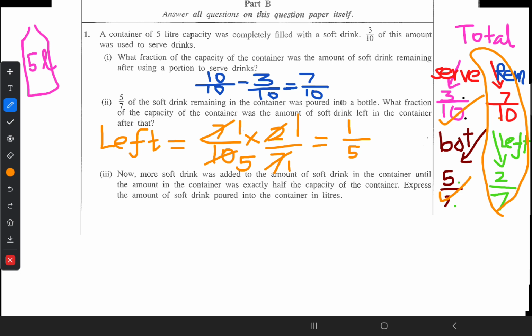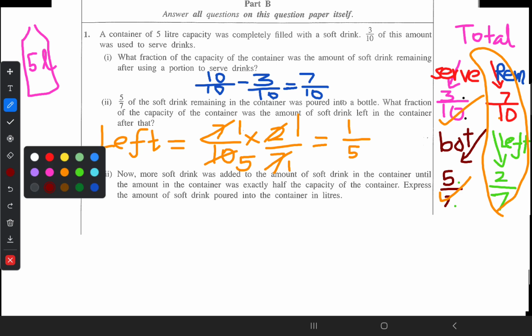Now, more soft drink was added to the amount of soft drink in the container until the container was exactly half of the capacity. Express the amount of soft drink poured into the container in liters.